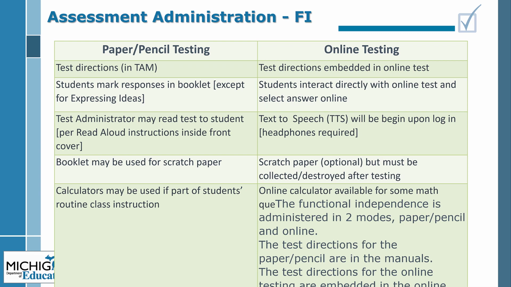The paper pencil booklet may be used for scratch paper. For online testing, scratch paper is optional but must be collected and destroyed after testing if used. For paper pencil, calculators may be used if they are a part of the student's routine class instruction. Online calculators are available for some math questions. For the paper pencil testing, administrators transfer the responses from the booklet to the student answer document. For online testing, administrators review the summary screen before submitting the online test for the student.